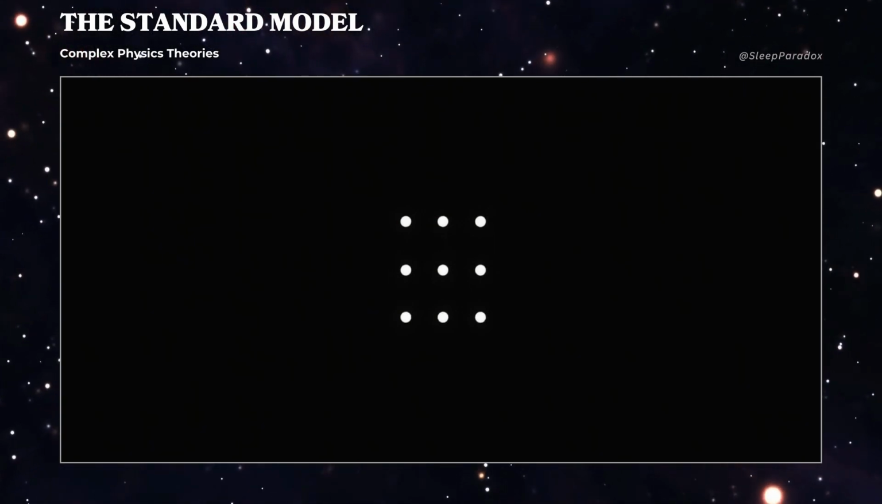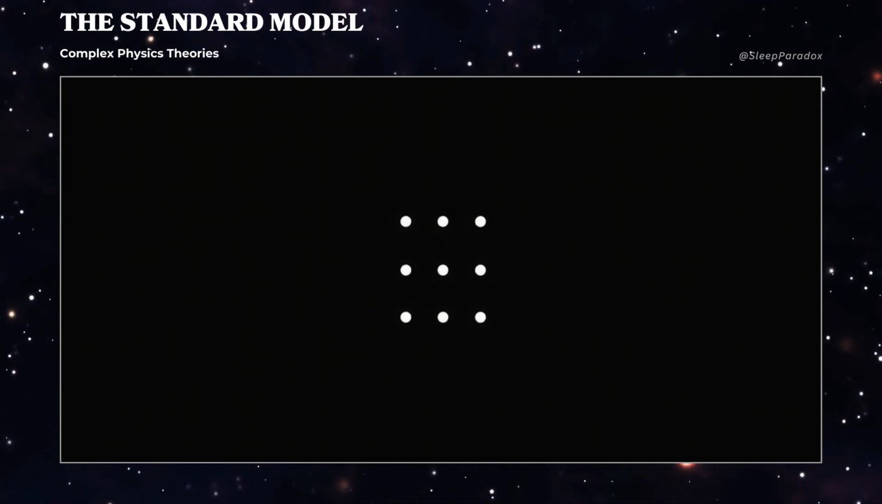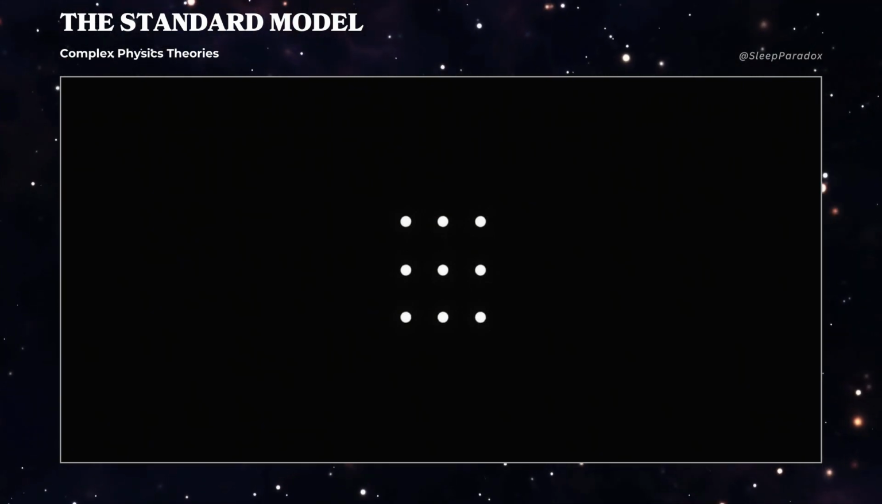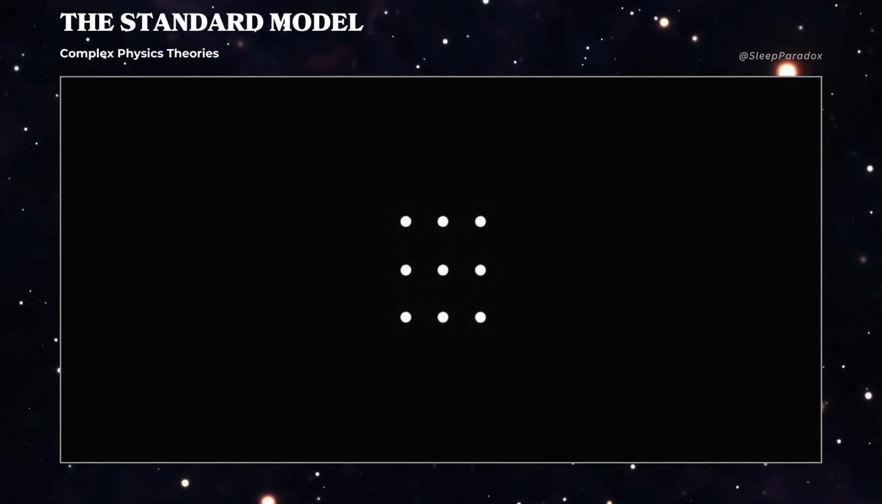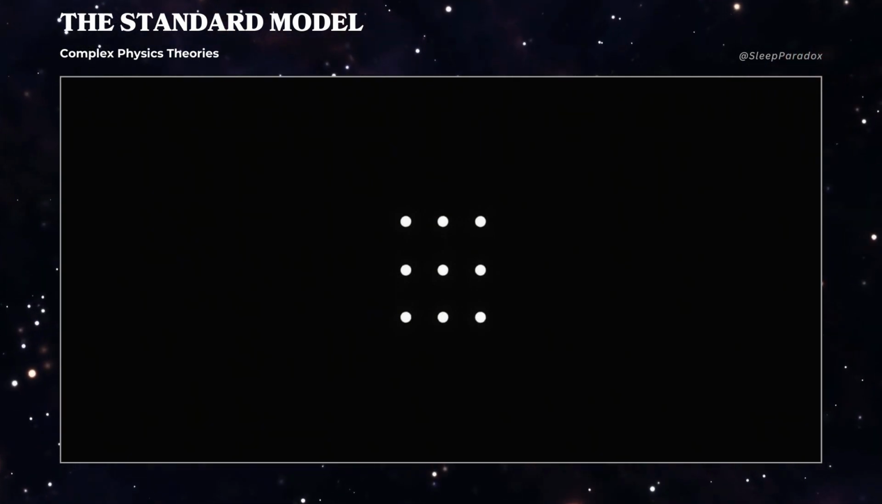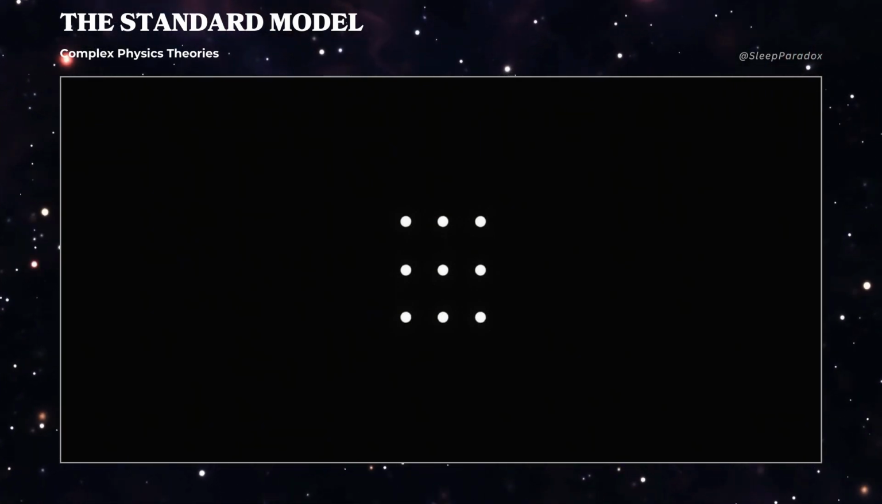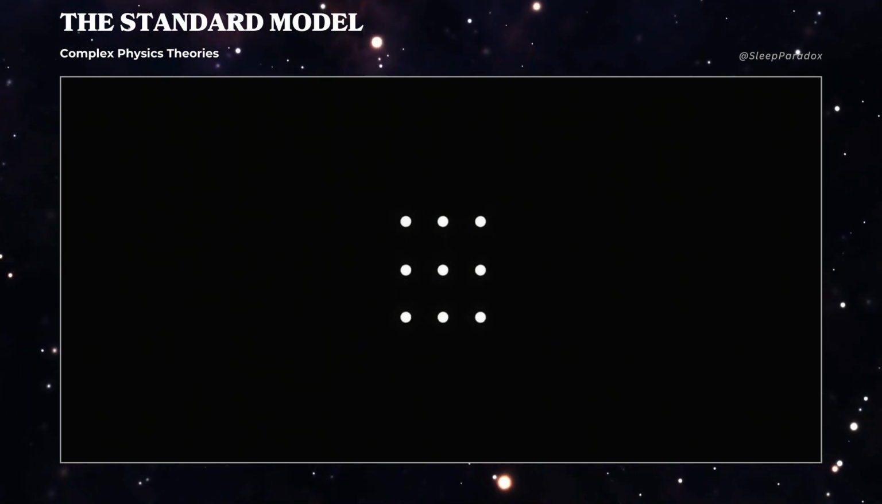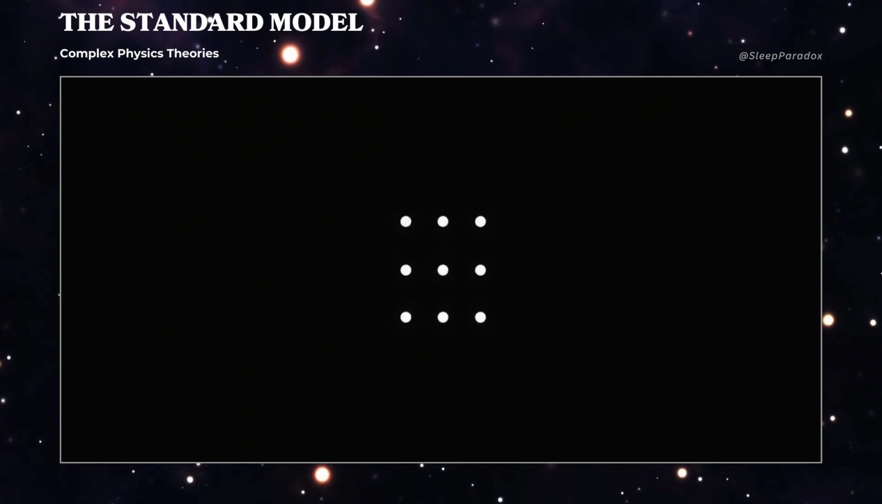There are 6 types of quarks: up, down, charm, strange, top and bottom, and 6 types of leptons: the electron, muon and tau, along with their 3 matching neutrinos. Each of these particles has a corresponding antimatter partner with the same mass but opposite charge.